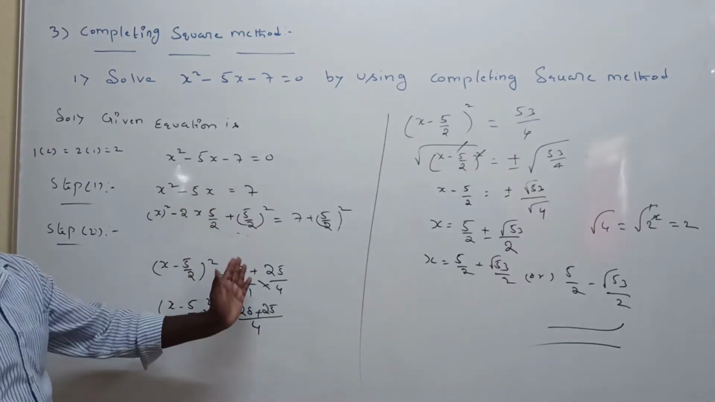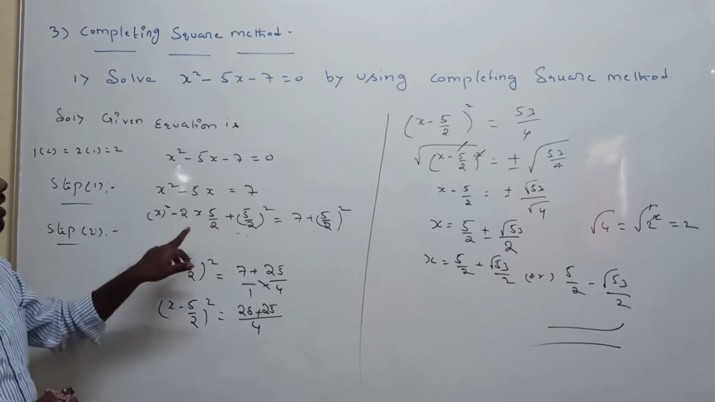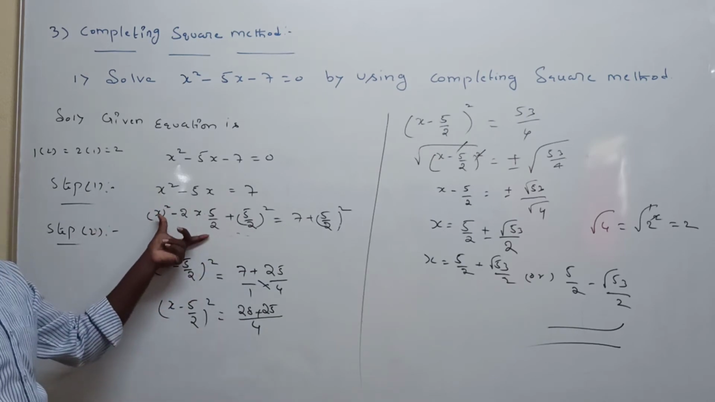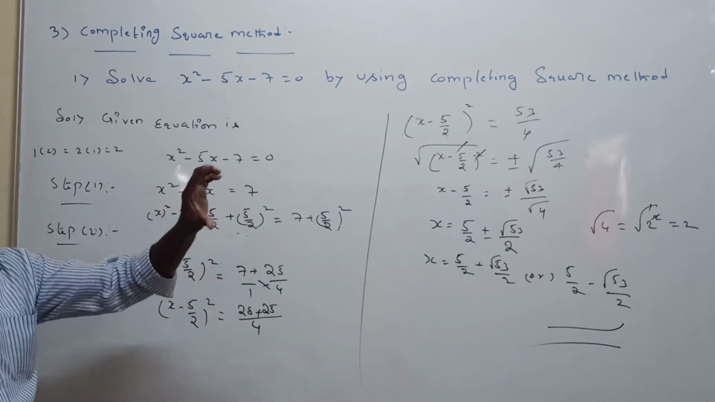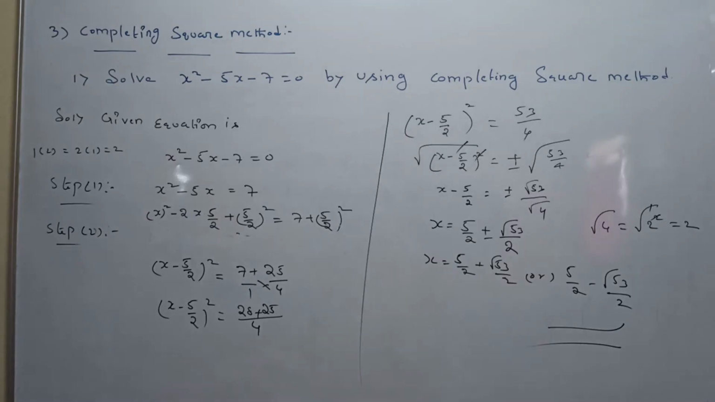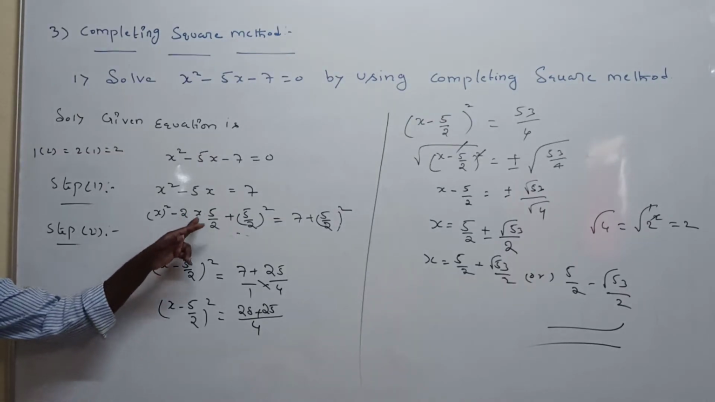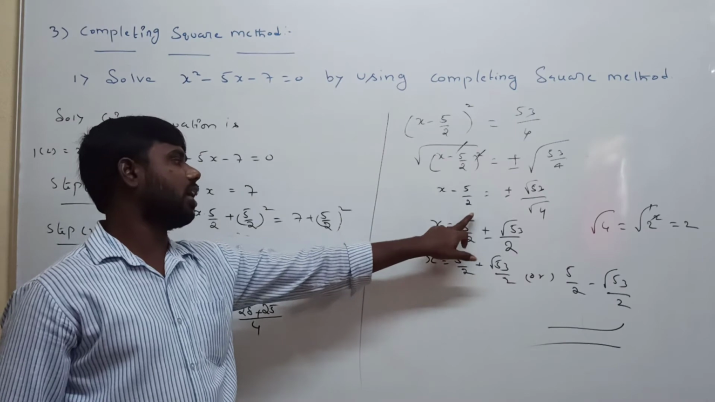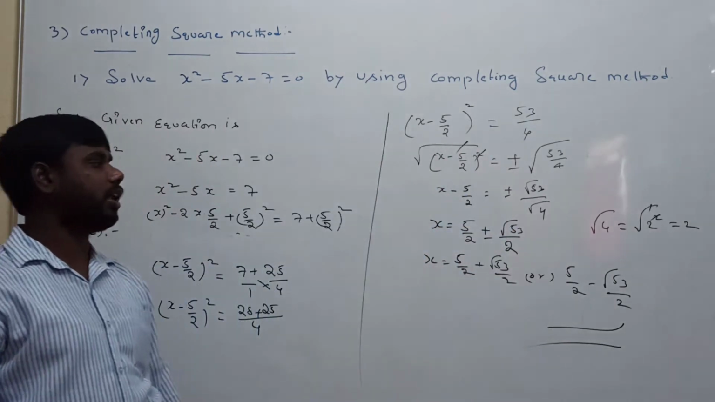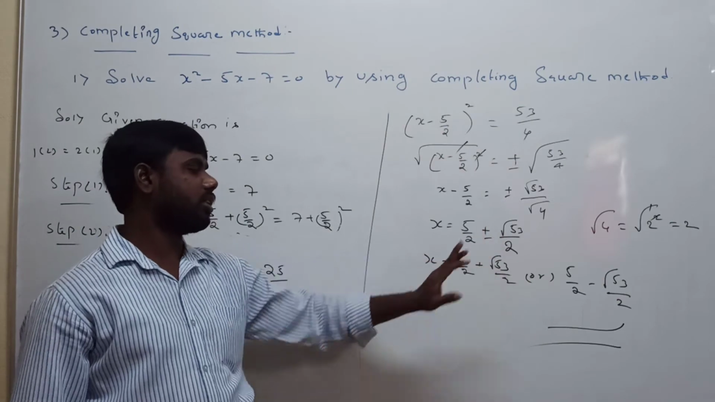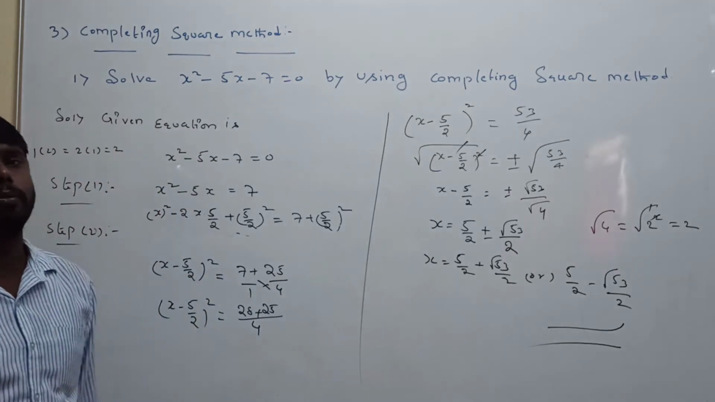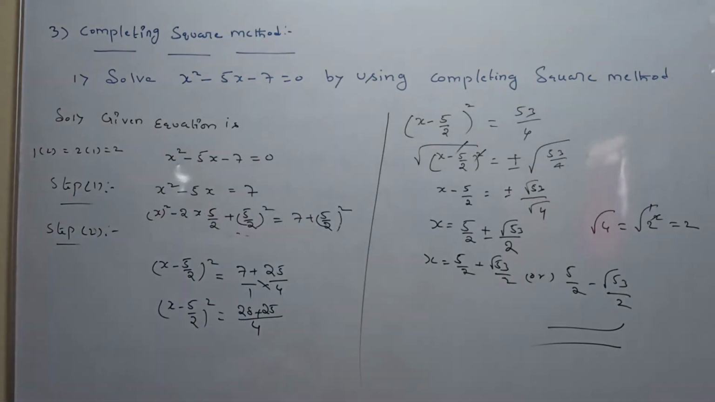Because this whole equation is converted to the completing the square method, that's why this function is multiplied with 2 and divided with 2, and we add 5 by 2 whole square. Now this whole function, a square minus 2ab plus b square, can be written as a minus b whole square. A is nothing but x, b is nothing but 5 by 2. After taking LCM on the right hand side, finally you get x minus 5 by 2 is equal to plus or minus root 53 by 4. Root 4 value is 2. After that write separately 5 by 2 plus root 53 by 2 or else 5 by 2 minus root 53 by 2. Everyone understood how to solve the given equation by using the completing the square method.